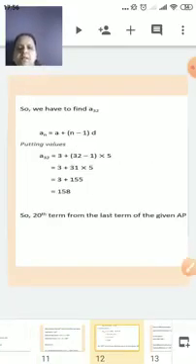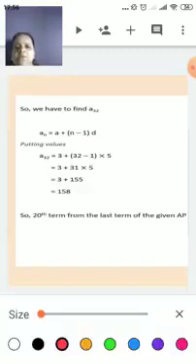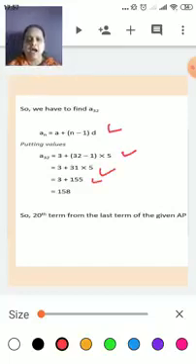So again we will apply the same formula, an equals a plus n minus 1 into d. Therefore a32 equals a is 3 plus n minus 1, that is 32 minus 1, into 5. d will remain the same. So 32 minus 1 is 31, and 31 into 5 is 155. So 3 plus 155 equals 158. So the 20th term from the last term of the given AP is nothing but 158.